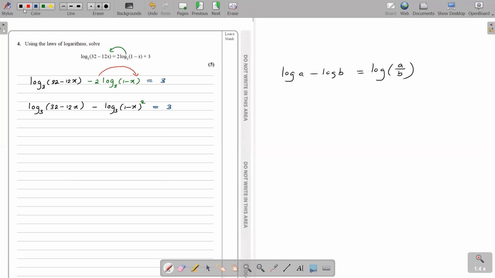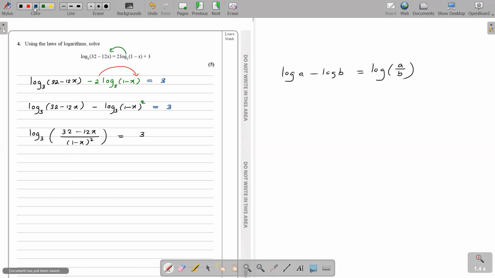Okay, so then we get here log base 3. So now I can take it as a division, right? 32 minus 12x over 1 minus x square equals 3. Do you agree with what I did here? It's a division. Okay, so now what do we do? The next step, after you come to this point, what do we do? How do we get rid of the logarithm? How do we get rid of the log here?